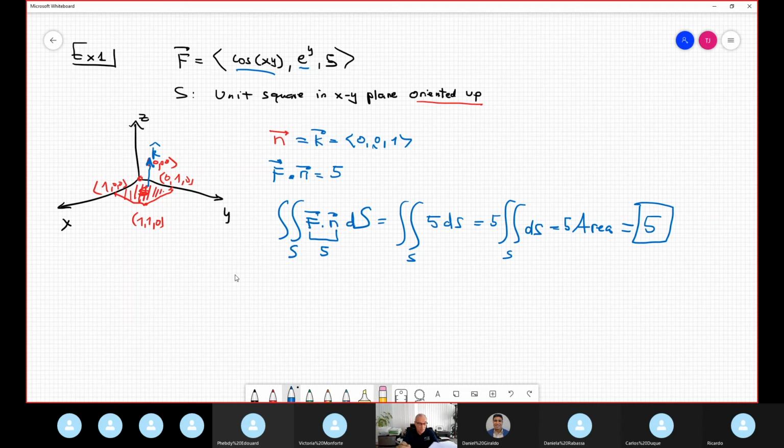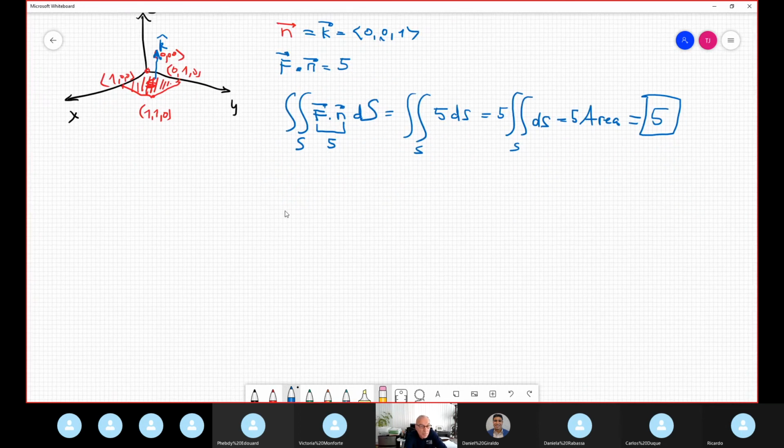Sometimes you are able to discover the normal vector just by looking at the surface. In other cases, no, it's hard. In this case, it was easy. Any questions on this elementary kindergarten problem?